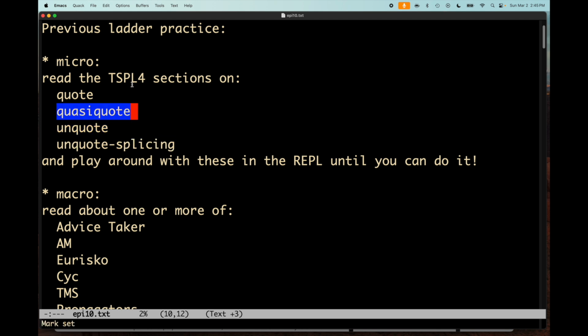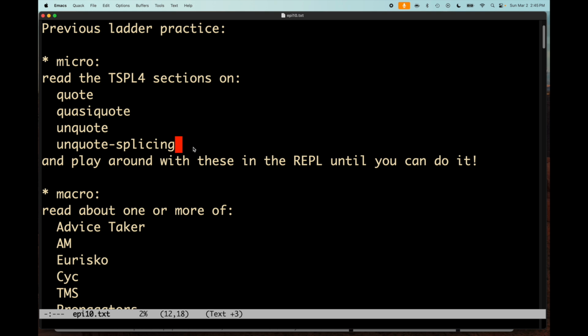Quasi-quote is very interesting. There is a whole mini game just about quasi-quote and quotation, and quote and quasi-quote and unquote splicing together. That's a whole little mini game in Scheme, and you want to reach a certain level of proficiency at it.